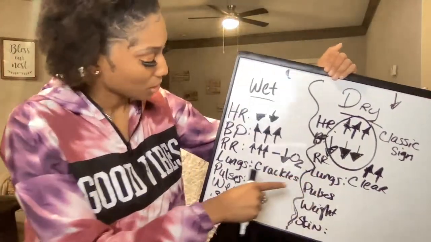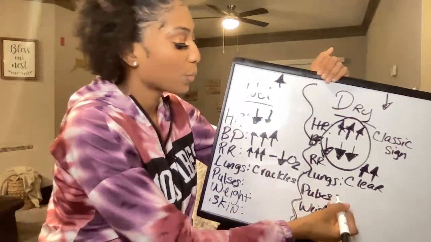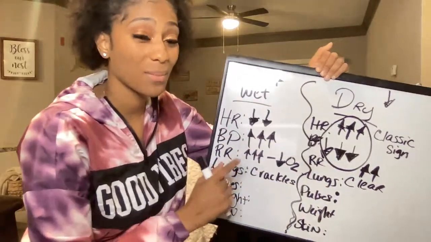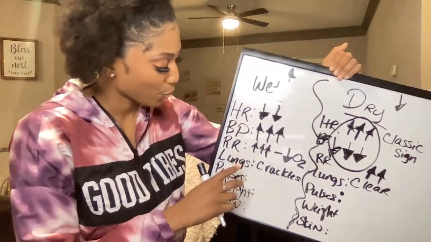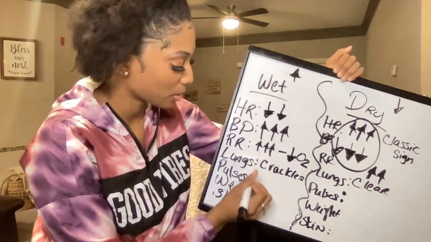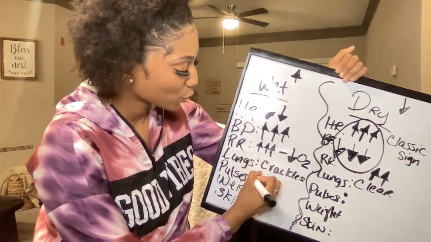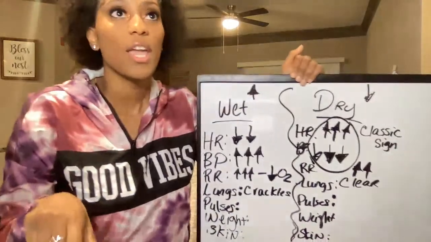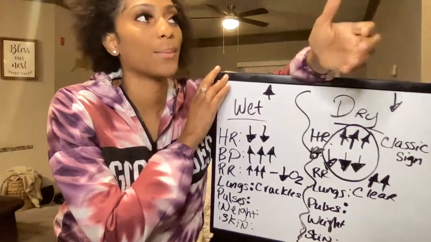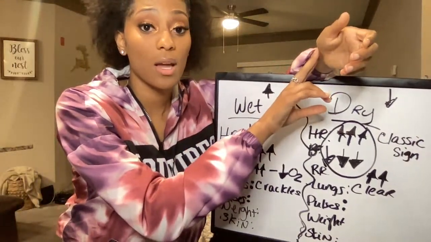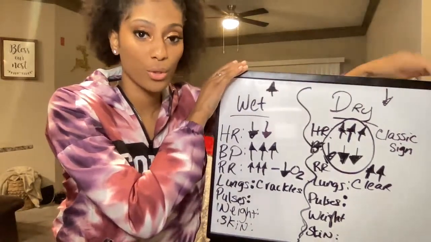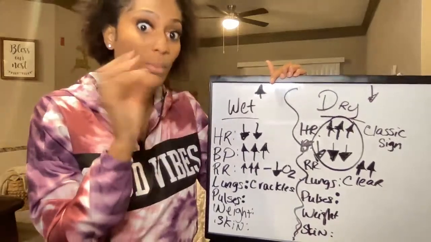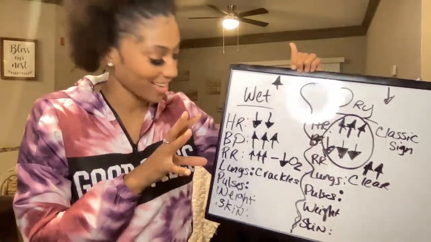All right, so let's move on to pulses. When we're talking about pulses, we're not talking about the rate because we just went over the rate. We're going to be talking about the quality of the pulses. So let me see a way I can explain this. For a patient with fluid overload, if you palpate the pulses, it's going to feel bounding. So it's going to be like boom, boom, like you're going to actually feel it, okay?